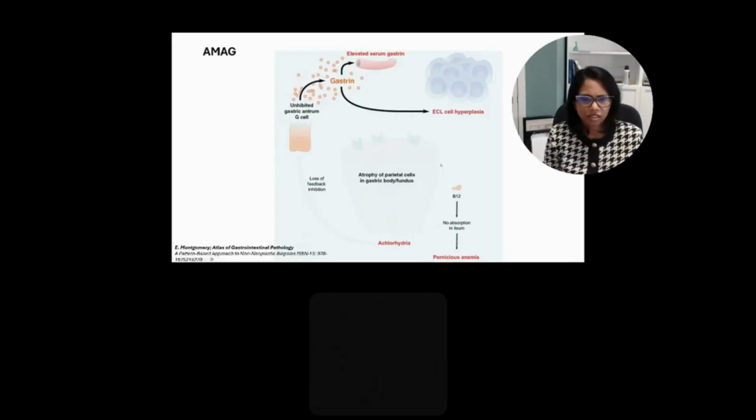And if things are not working functionally, or you have this autoimmune destruction of your parietal cells and this atrophy, you no longer have, firstly, the feedback inhibition. G cells are overly stimulating gastrin. There's an elevated serum gastrin, of course. It overstimulates the ECL cells, and you get hyperplasia, which eventually, if left long enough untreated, will result in a neuroendocrine tumor. And B12 just goes unabsorbed within the ileum and results in pernicious anemia. That's effectively the cause and effect.